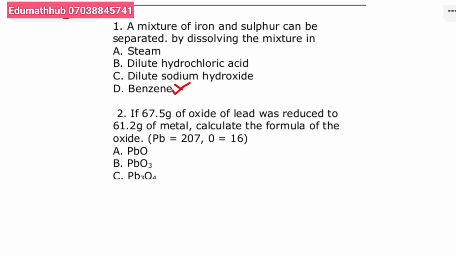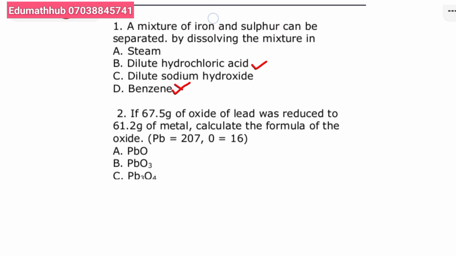The next one is dilute sodium hydroxide. It's going to dissolve iron partially too, but there will be some iron that will be undissolved. Next one is dilute hydrochloric acid. So HCl will dissolve iron completely. That means iron will now be in aqueous form, while the sulfur will be in solid form. Then you can now use the filtration method to separate them.